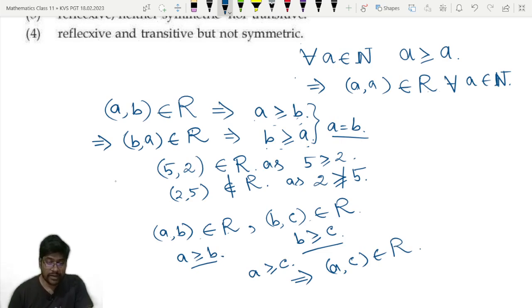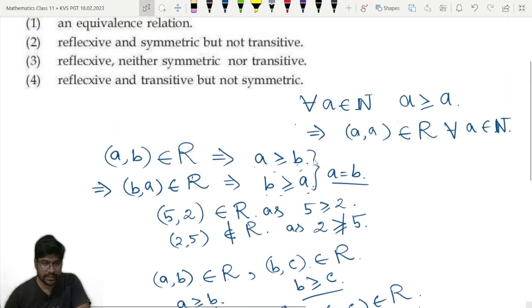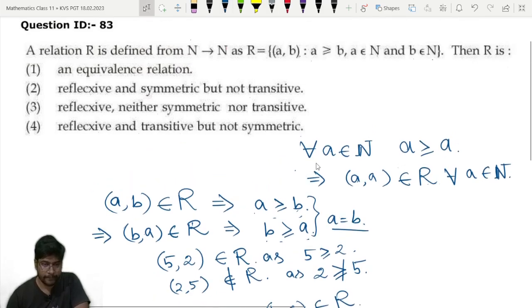So therefore whenever (a, b) belongs to R and (b, c) belongs to R, then (a, c) belongs to R. Therefore the relation is transitive. So the relation is reflexive and transitive but not symmetric. So which option? We can see option 4 is the correct answer.